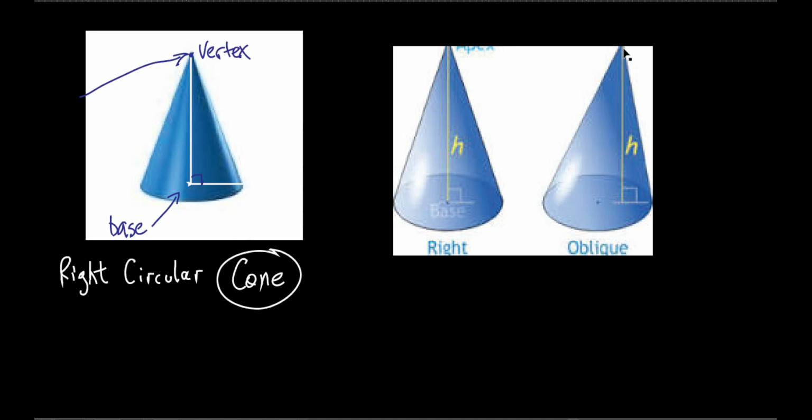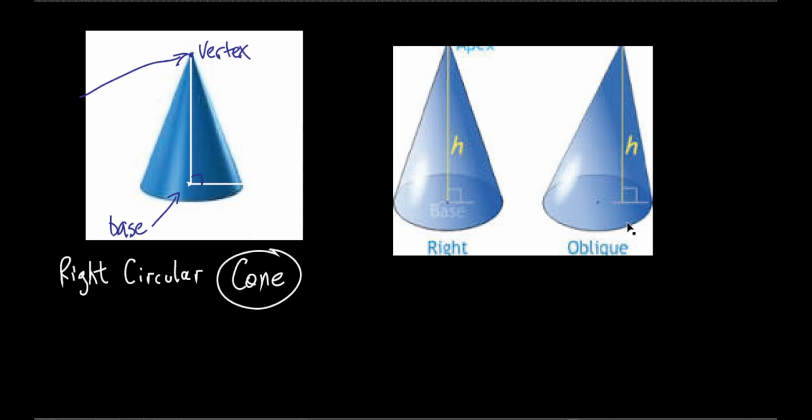But look at this. Here's the top of it. If you drew straight down, perpendicular, we haven't used that word yet, have we? If you draw it as a right angle, straight down, it would not be at the center. So that would be an oblique cone. Again, all we're doing is definitions.